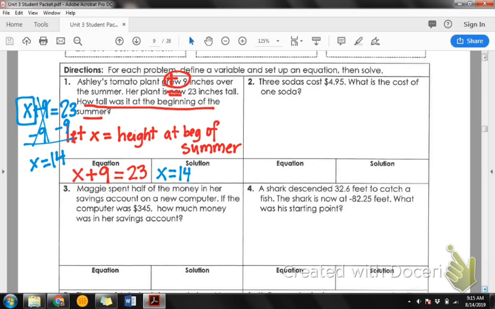Okay? But what does 14 mean in this problem? 14 inches, right? X was the height at the beginning of the summer. So we need to say this is 14 inches. So if I asked you to write it in a sentence as to what happened, you could say the plant grew 14 inches over the summer. All right, questions on number 1.